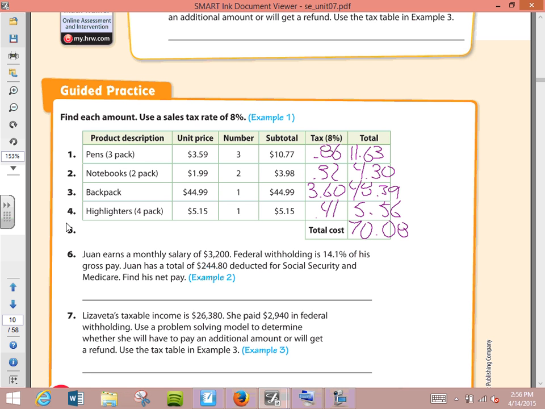All right, the next one, that's the one that I did not quite like from my second period, because everyone acted like they didn't know what to do. Juan earns a monthly salary of $3,200. Federal withholding is 14.1% of this gross pay. Juan has a total of $244.80 deducted from Social Security and Medicare. Find his net pay. What do you do? What do you use for that P over W? You use 14.1 over 100. And what do you do? What do you get when you do that?